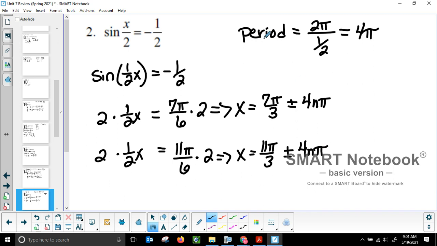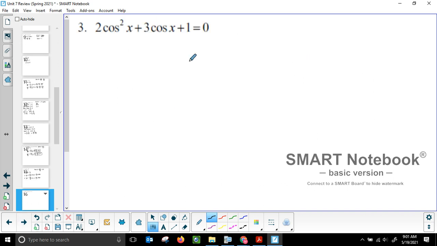Do be mindful that for sine and cosine, the period is 2 pi over b, but if you're dealing with tangent, it's just pi over b. Okay, so that one is a little different. I would expect you to know that the period of tangent is pi over b.